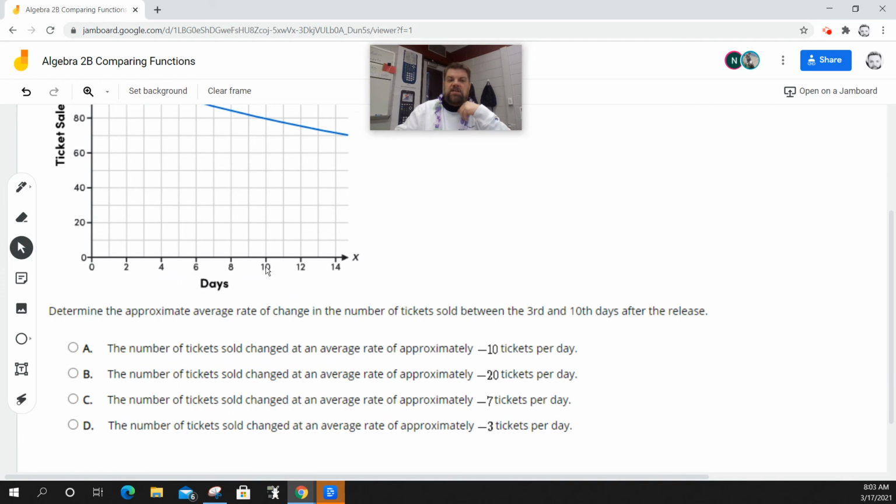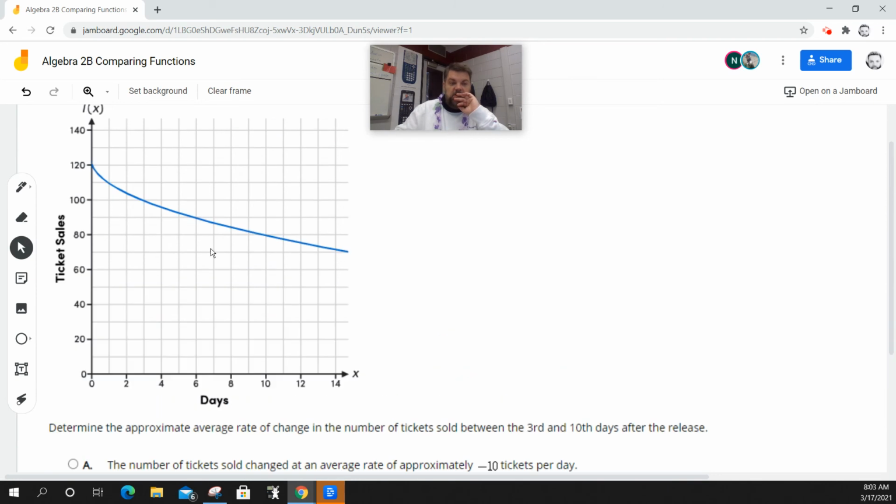And then it says determine the approximate average rate of change in the number of tickets sold between the 3rd and 10th days after the release. So what you do is we're going to find the points and calculate the slope. All right. Now, is that exactly what it is? No, that's why they call it an average rate of change.